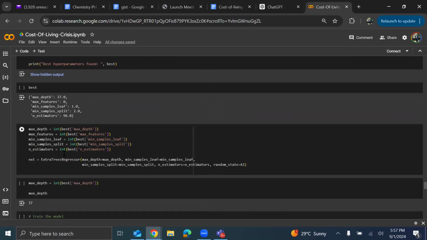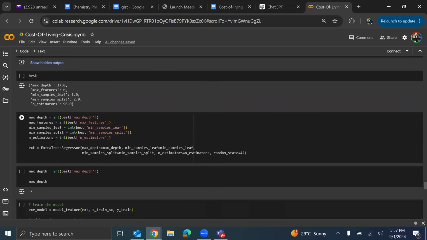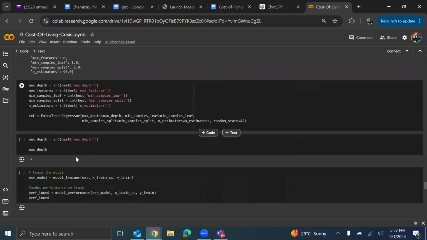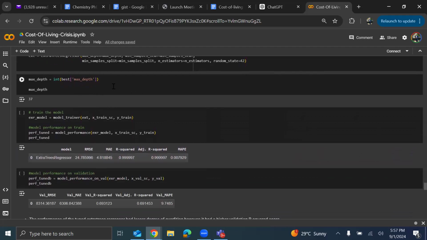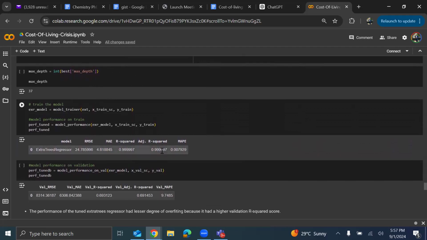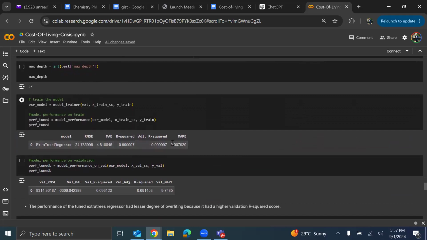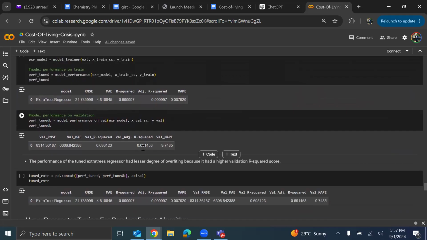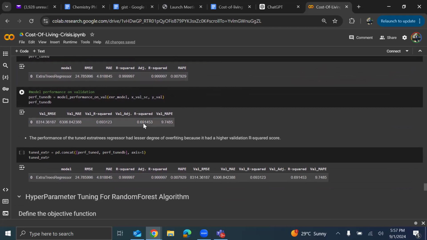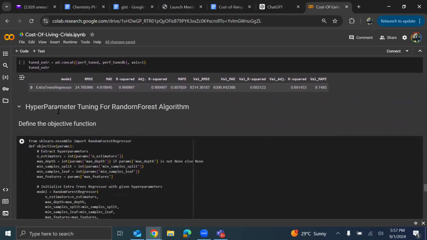Then I went further to train the model with the best parameters. I can see this was what I was getting: the training performance was very high. However, on the validation set, it was not so good, just 69%. So instead of using Hyperopt again, I decided to use grid search.